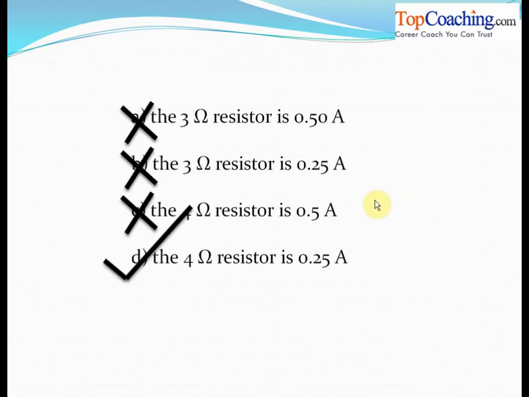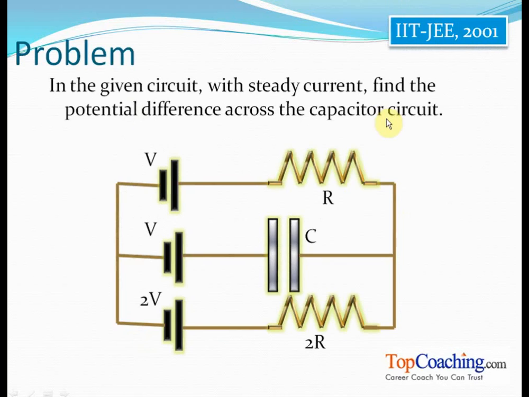So there we have solved this IITJ problem and got our answer. As you can see, all that this IITJ problem involved was the concept of Kirchhoff's junction rule and the concept of solving series and parallel resistances. That's all. Here's yet another IITJ problem. Let's try to solve it.